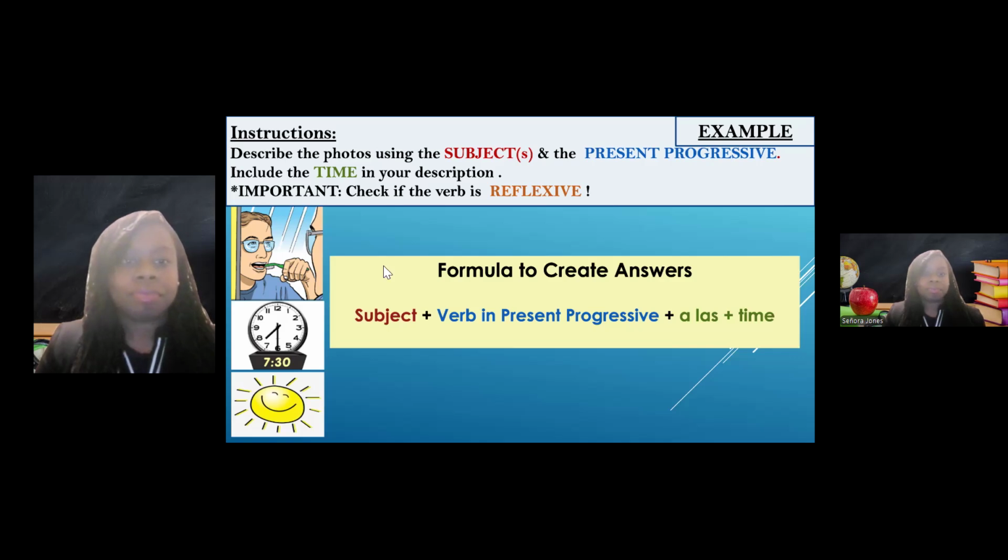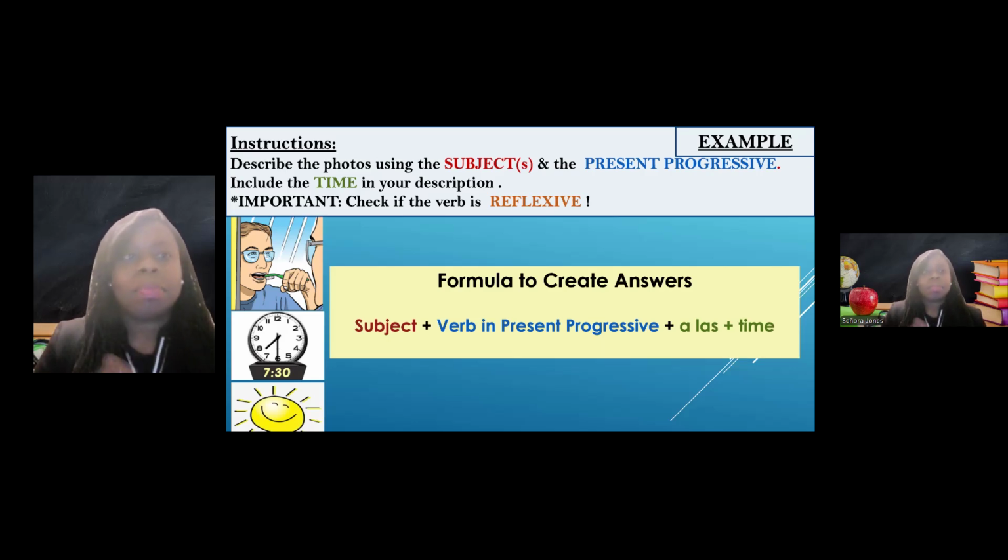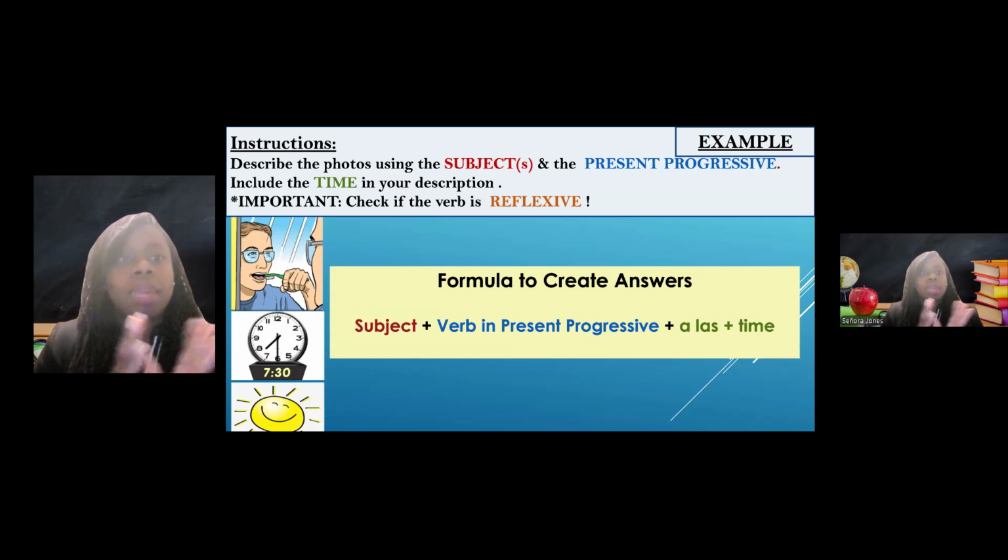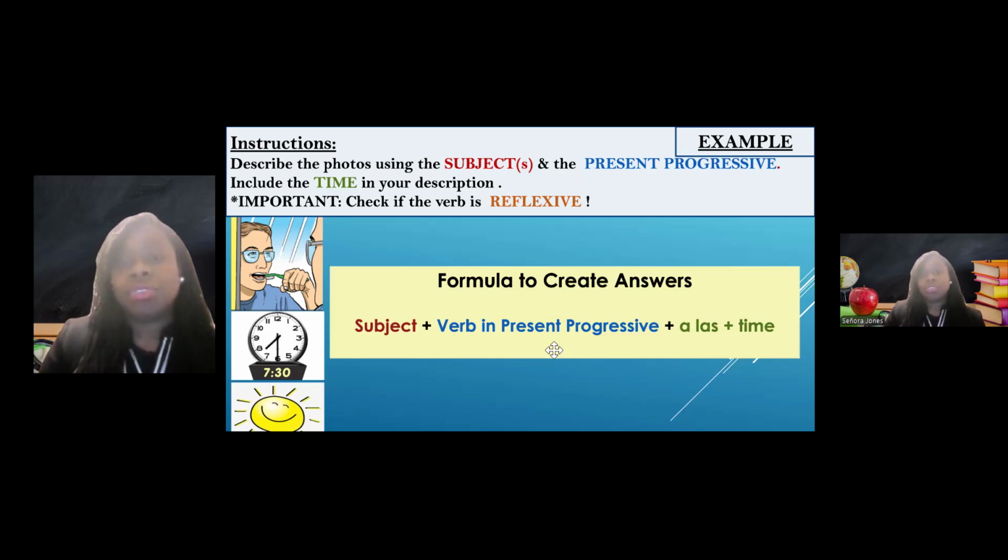The first activity may be helpful for those students that will be taking this final exam. Let's start with the instructions. The instructions say, describe the photos using the subject or subjects, and the present progressive. Include the time in your description. Important for you to remember, on your final exam, check if the verb that you want to use is reflexive or not. It's extremely important. If it is reflexive, remember that you will have to include the correct form of that reflexive pronoun se.